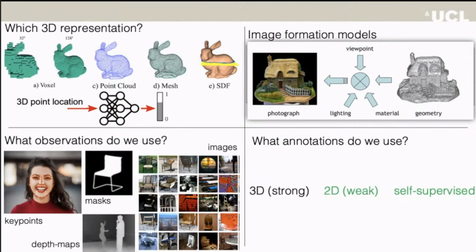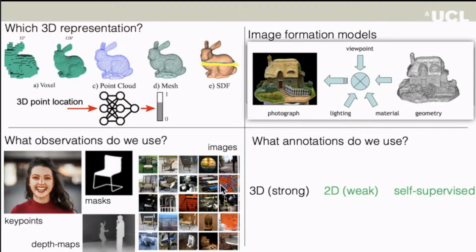At the same time, what are the observations that we're using? We can abstract the image and only use key points or masks. Like we were saying in structure from motion, we're abstracting the information that's in the image, and we're just taking the key points as the observations that we use for learning or inferring the geometry. Or do we use images directly, or do we use depth maps, for instance, if we're using RGBD images?